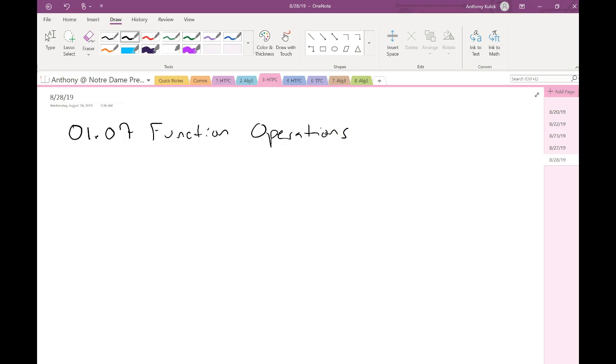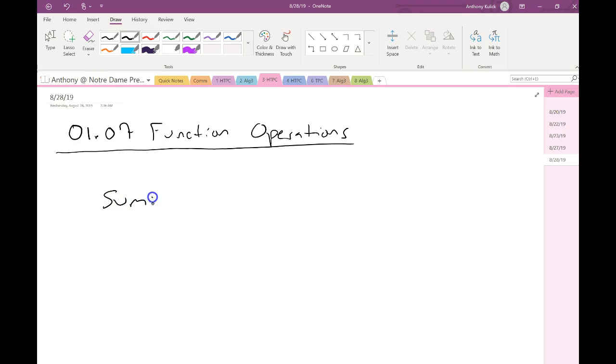Today we're going to talk about section 7, which is about function operations. We have 4 basic operations for arithmetic: addition, subtraction, multiplication, division. Those are the same basic 4 fundamental operations for functions.